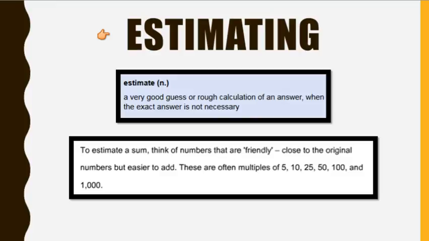So in math video number 2, we started touching on estimating. Just so you know, estimating is really just making a very good guess or a rough calculation of an answer when an exact answer is not necessary. So you want to find numbers that K-12 calls friendly, or just numbers that are easier to add and subtract. So kind of round up to the next 5 or 10 or 25, 50, 100. It's not as exact as rounding unless they tell you to estimate to a particular place value.